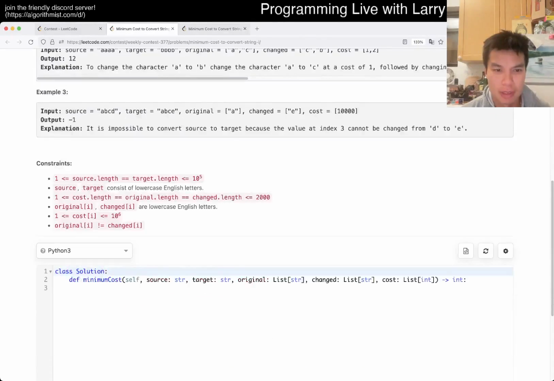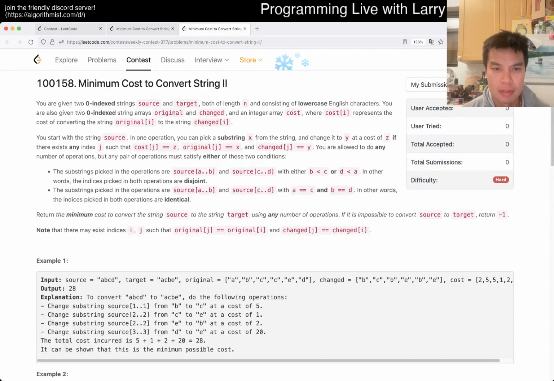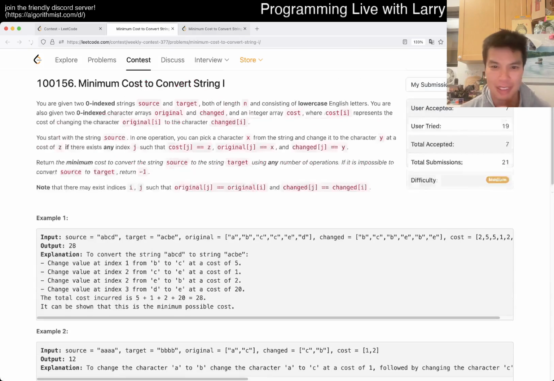What's the difference? Alright, it seems pretty different though. So let's look at this one instead.